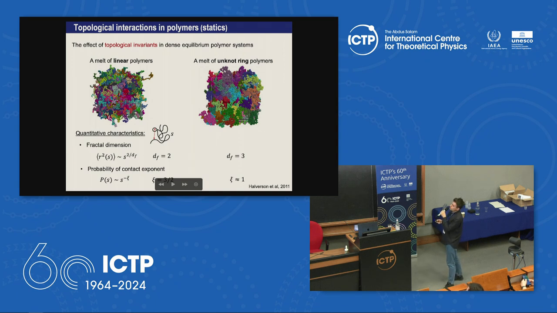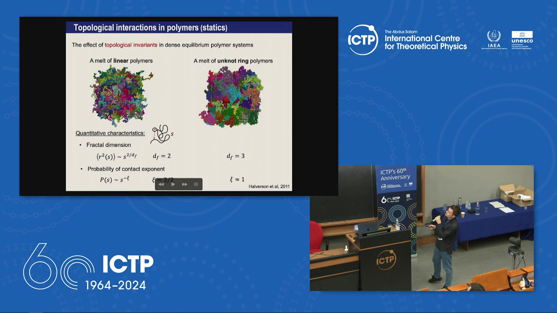There is a big difference between a melt of linear chains, as a classical system in polymer physics, and a melt of unknotted ring chains. The only difference between the two systems is that in the first case we have linear chains with open ends. In the second system, the ends are closed, and we additionally require that every ring is unknotted and non-catenated with other rings. If you then try to simulate these two systems, in the first case, which is classical and about which we know much from polymer textbooks, each of these chains adopts a conformation of a Brownian trajectory with fractal dimension 2.